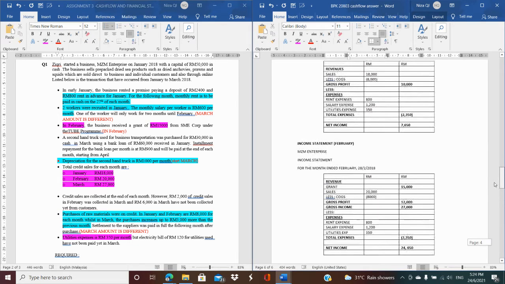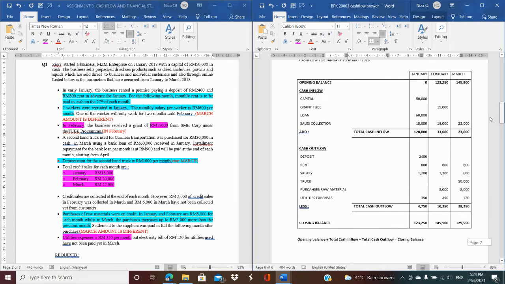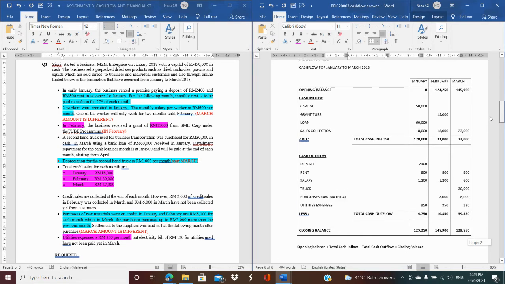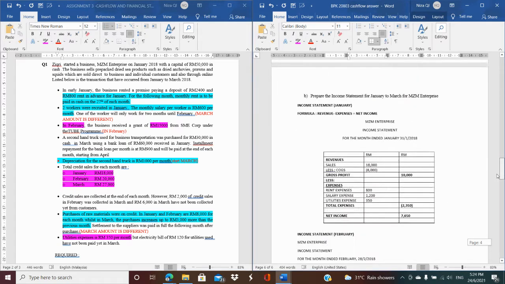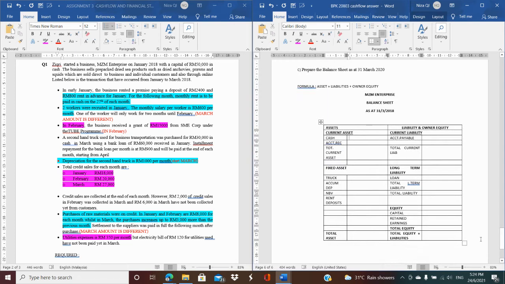So what is the cash amount for March? Look at the calculation here for March. The closing balance is 129,550. So take that amount, 129,550, because this is in March. Is there any accounts receivable in March?